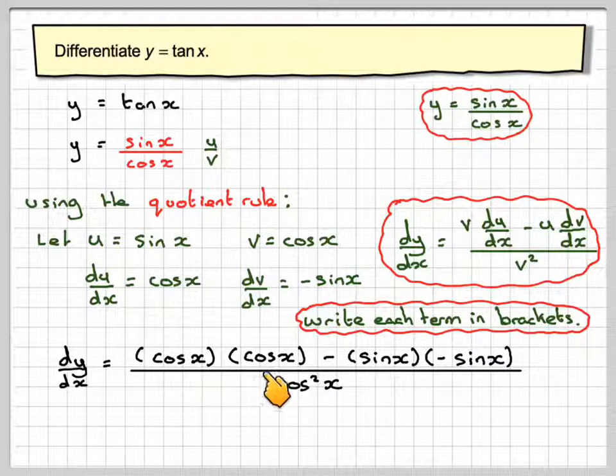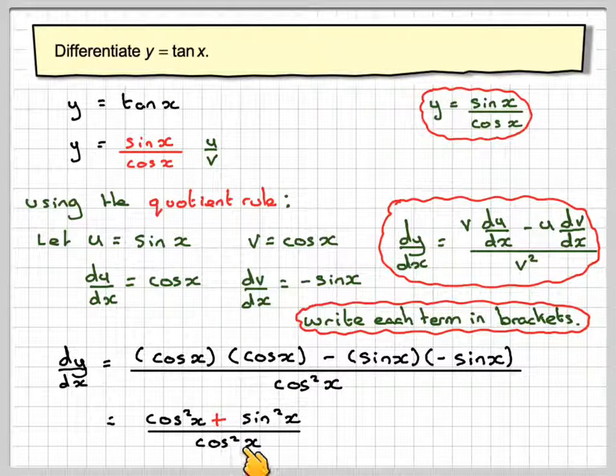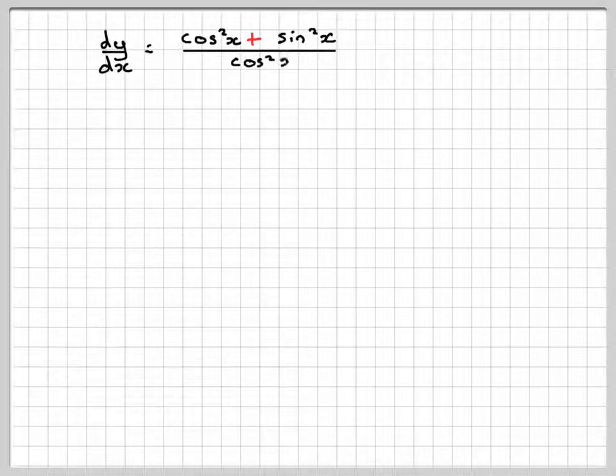And then we've got cos times cos, which is cos squared x, minus times a minus, which is plus sine squared x, over cos squared x. Now there's a temptation here to try to cancel this. You can't, because this is a common denominator. So we've got cos squared x plus sine squared x over cos squared x.